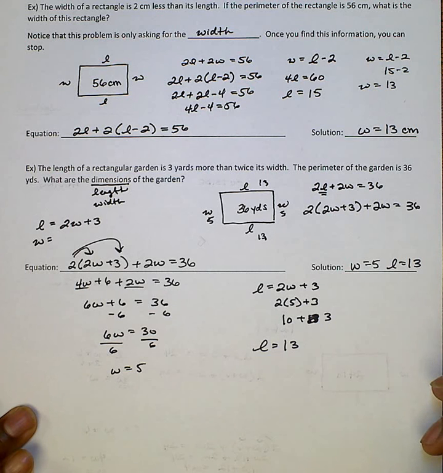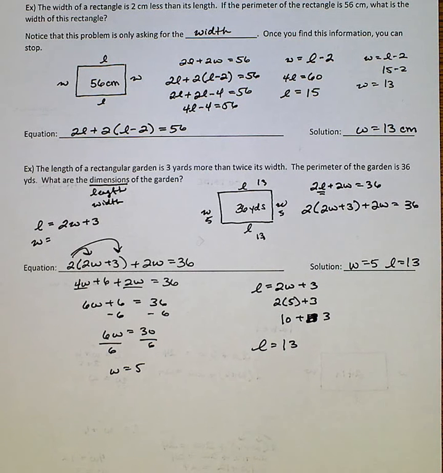Alright. So by now you should be able to write a variable in terms of another variable and set up and solve perimeter problems. Alright. See ya.